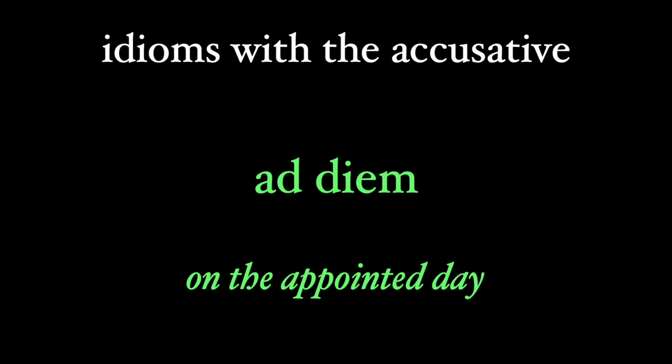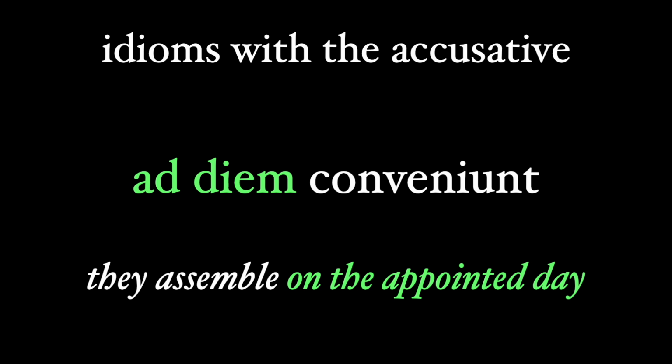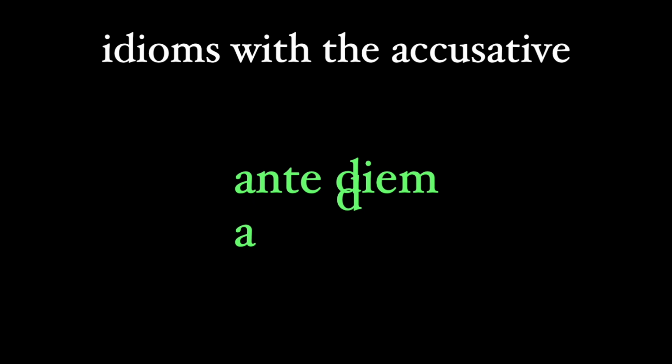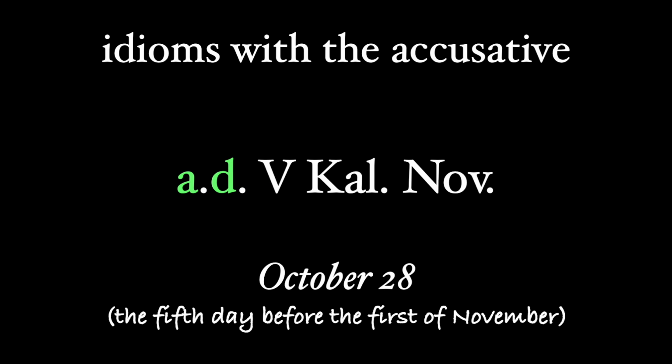Latin has a bunch of idiomatic expressions of time that involve the accusative case. So ad diem is on the appointed day, like in ad diem conveniunt, they assemble on the appointed day. Ad vesperum is until evening, while sub vesperum is towards evening. Sub noctem would be at nightfall. Also, the Romans used the phrase ante diem, abbreviated as AD, with an ordinal number like 4th, 5th, 6th, etc., to show the date. So October 28th would be ante diem quintum calendas Novembres, here abbreviated in the Roman fashion.